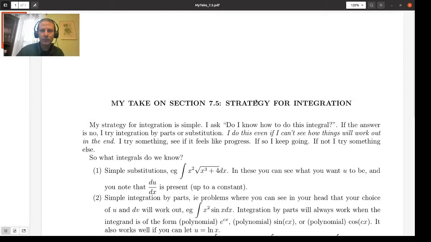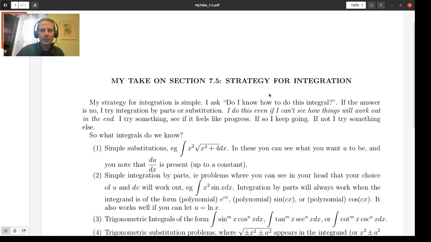Rather than give you a table of steps to follow like they do in the book, I'm just going to tell you my strategy. And my strategy is very simple. I simply say, do I know this integral? If the answer is yes, I do it. If the answer is no, then there are pretty much only three options. Try a substitution and hope things work out. Try an integration by parts and hope things work out. Or sometimes you can even do an algebraic manipulation to get it into an easier form to deal with.